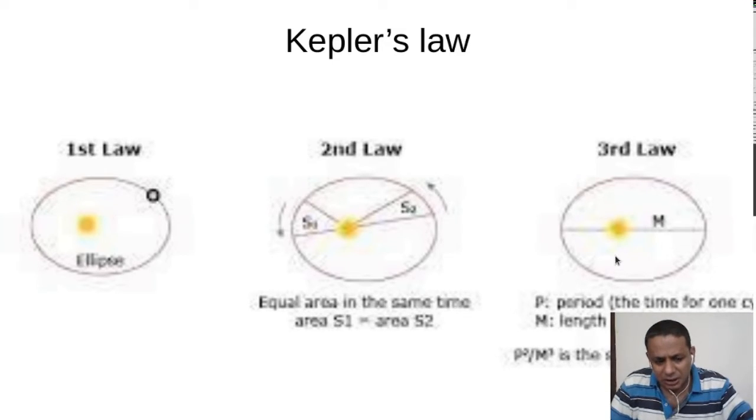And Kepler's third law states that P square, where P is the period of revolution around the earth. In the case of a geostationary orbit, P is equal to 24 hours. So P square is proportional to the cube of the length of the major axis. This is the major axis. P square is proportional to a cube.